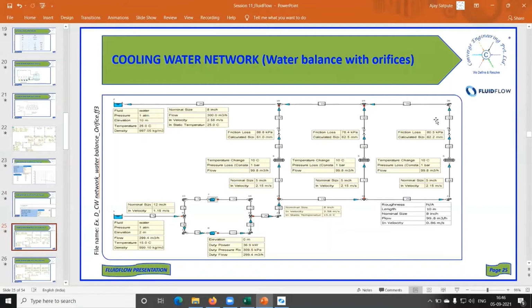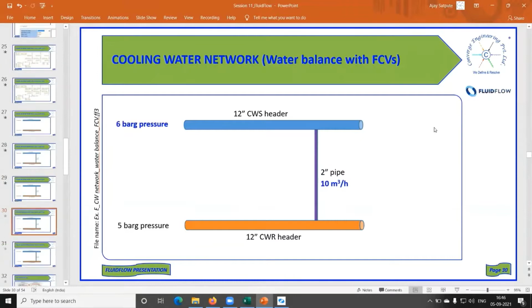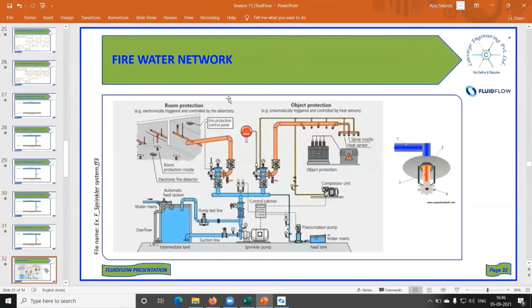So this problem will be solved with an orifice, with a flow control valve. Okay, this we have already seen. Now there is the fire water network.